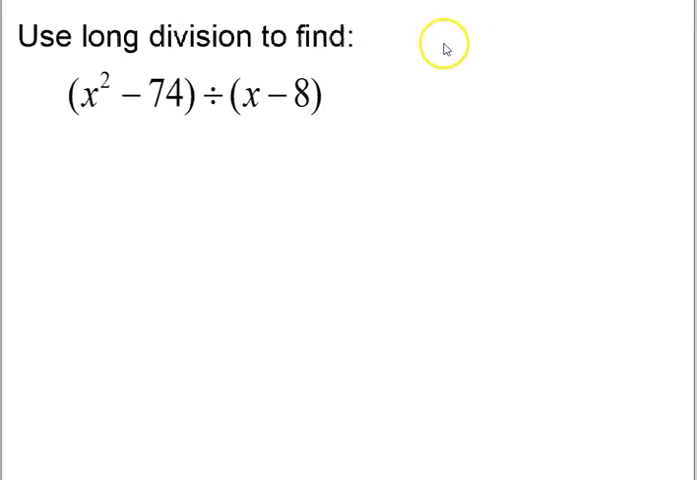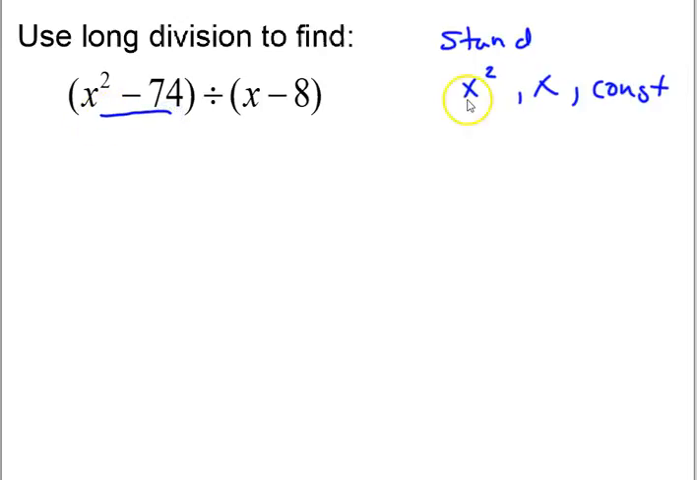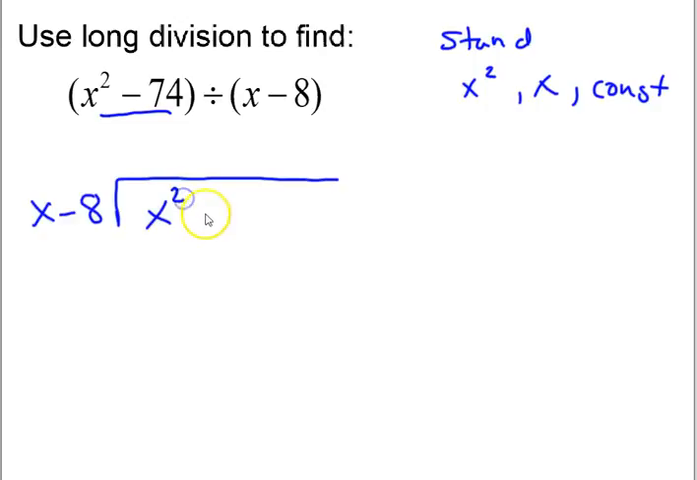All right, here is a gotcha. So standard form, I should have an x squared term, I should have an x term, and I should have a constant. And do you notice I am missing an x term? So when we write this, I'm going to put x minus 8 on the outside. I'm going to write my division bar. I'm going to put a placeholder in here. I'm going to do x squared, but I'm going to write plus 0x minus 74.